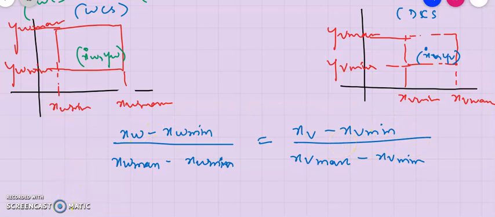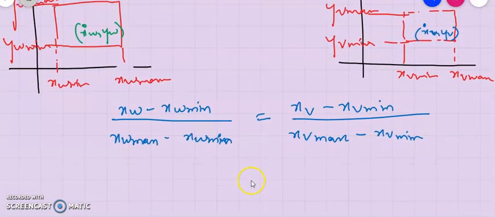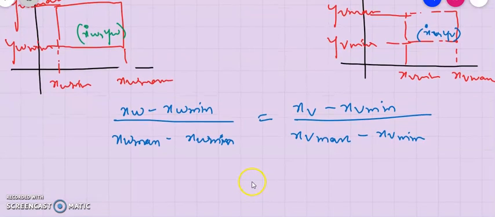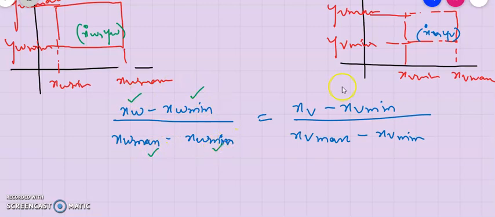So now equating this on both the sides, what do I know here? The values that I know here, I'll put in green. I know XW that is given to me. I know the window parameters. I know the viewport parameters. What am I here to calculate? I am here to calculate the value that is XV, that is the viewport x value. For the point that is mapped on the viewport, I have to find the final coordinates XV, YV.